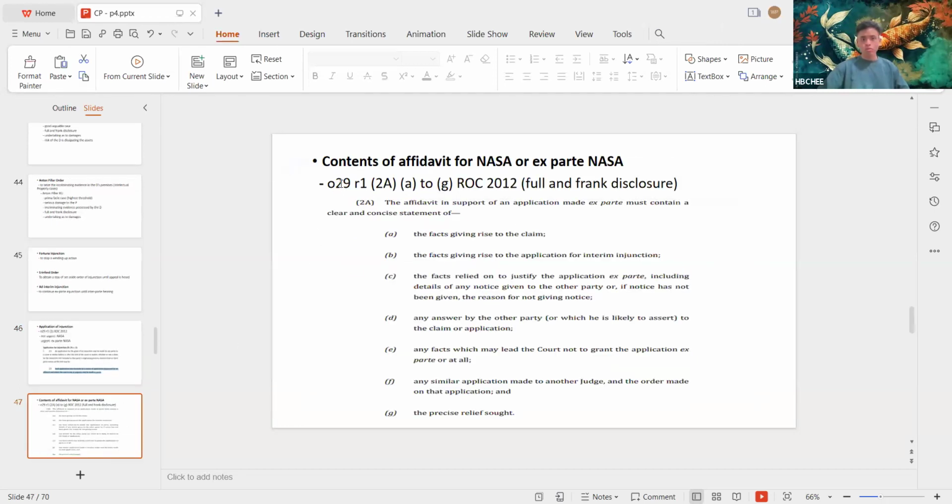And now we talk about the contents of the affidavit for the ex parte notice of application supported by affidavit. From Order 29 Rule 1 2A sub A to G, you will see a lot of wording, right? But to summarize it, it's full and frank disclosure.